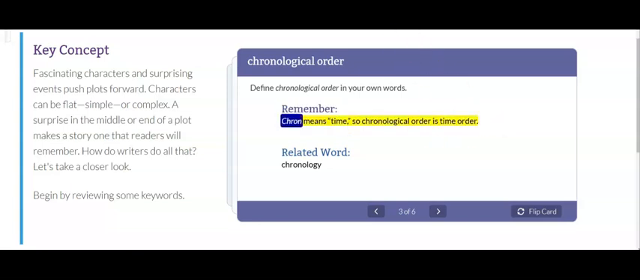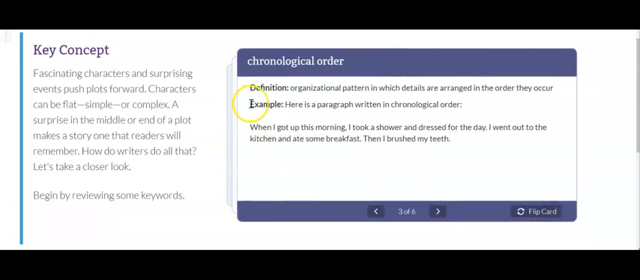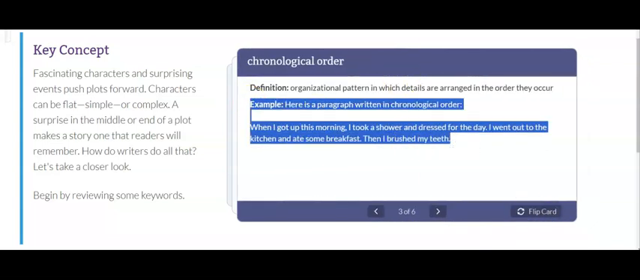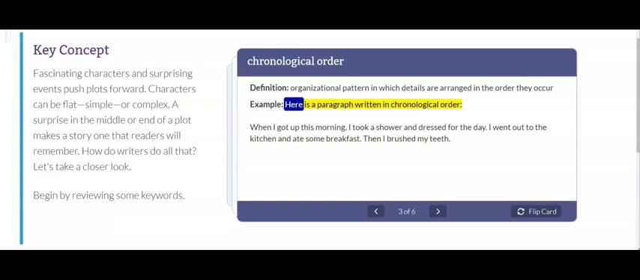Remember, chron means time, so chronological order is time order. Example. Here is a paragraph written in chronological order. When I got up this morning, I took a shower and dressed for the day. I went out to the kitchen and ate some breakfast. Then I brushed my teeth.